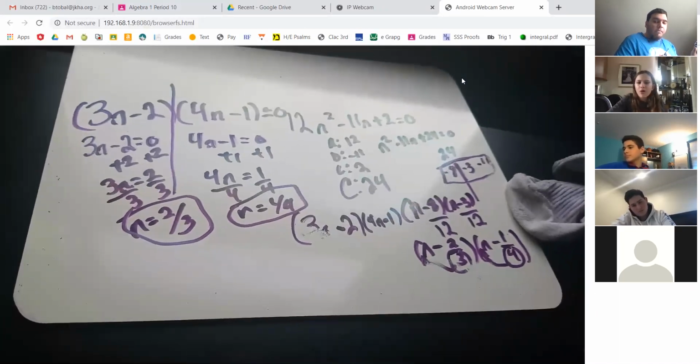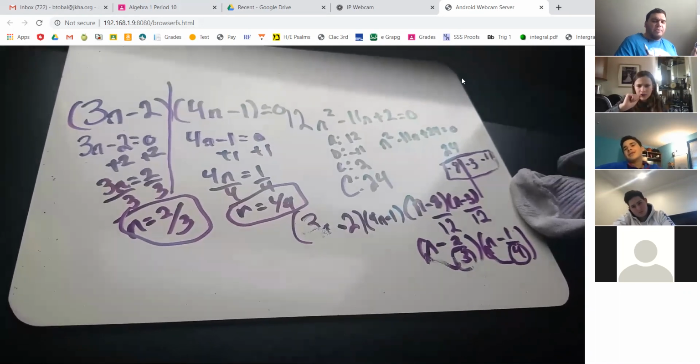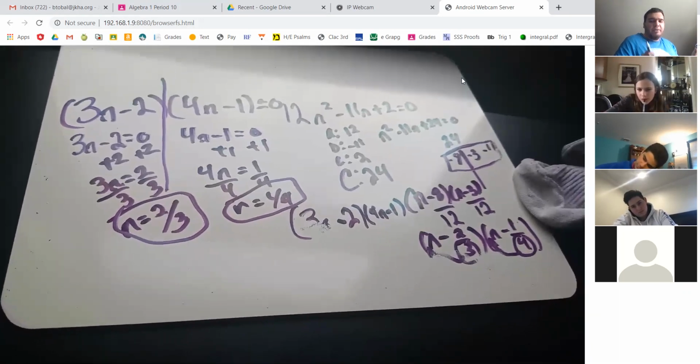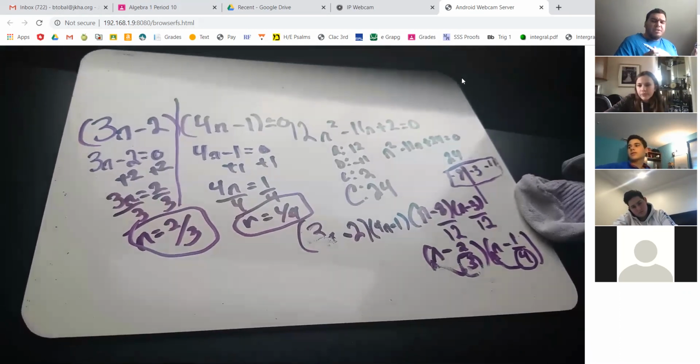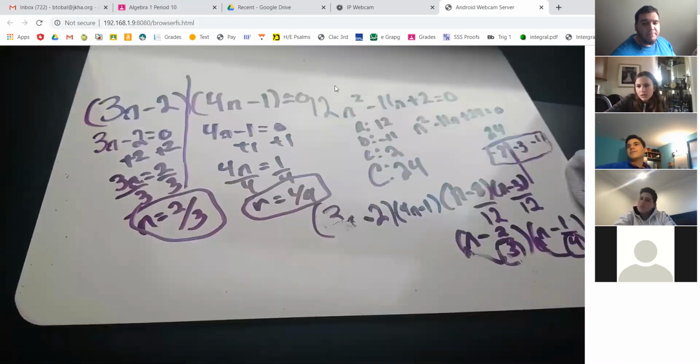Can you please do another problem from 8.6? I could do that at the end because I want to get to the last one, 8.7, and then I could go back to it. Okay. Any questions on this? If not, we're ready to move on to 8.7.